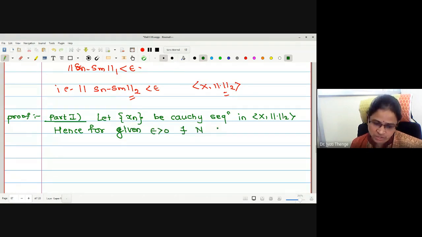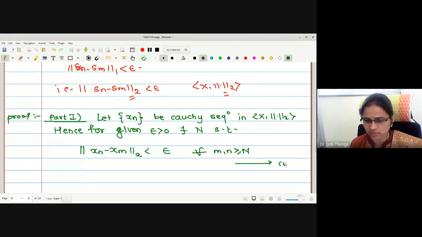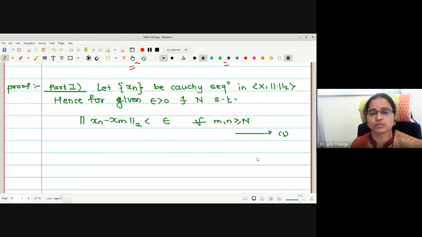There exists a capital N such that norm 2 of xn minus xm is less than epsilon for all m, n greater than or equal to capital N. Let me call it statement number 1. Okay. Now what is the hint with us?